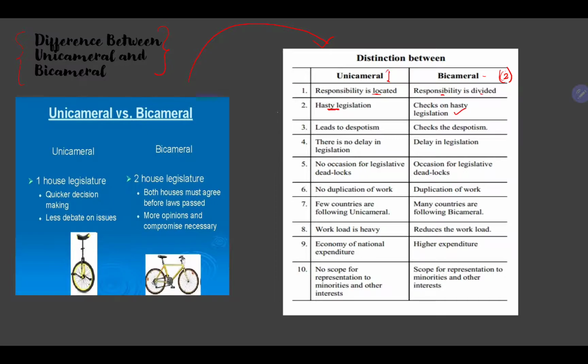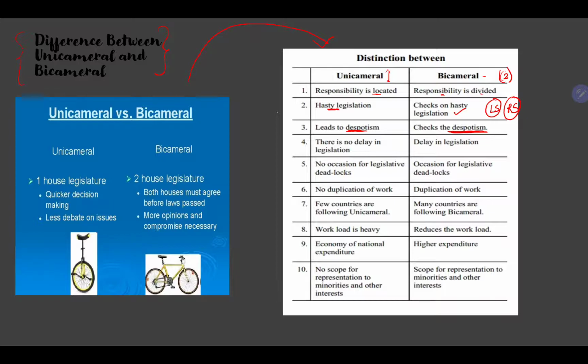And bicameral checks on hasty legislation. In unicameral, laws are made hastily, but in bicameralism there is no hasty legislation, because Lok Sabha and Rajya Sabha, two houses, have a debate with each other, and that leads to a check and balance of the decisions made by the legislature. Unicameralism leads to despotism, but bicameralism checks despotism. So I'll make the meaning of despotism clear.